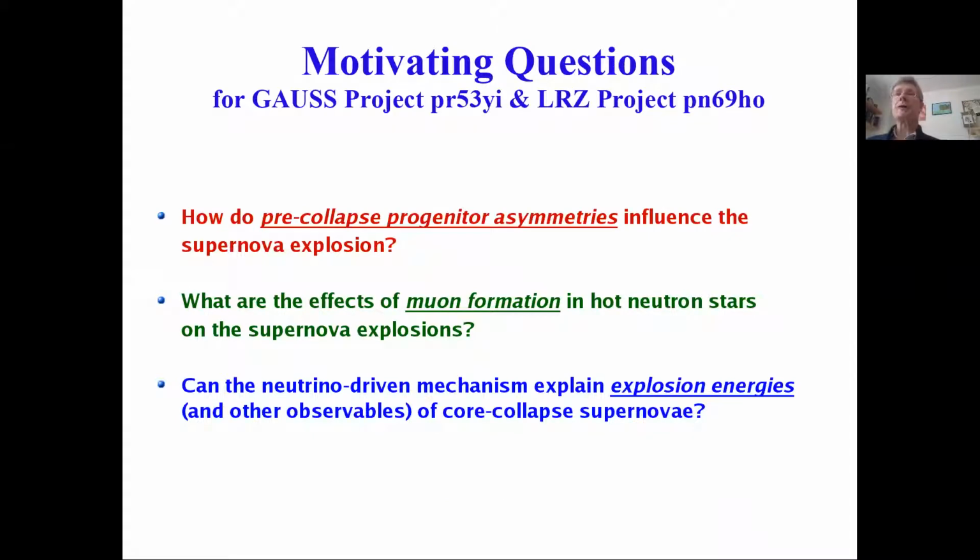Our project was motivated by the following questions. How do pre-collapse progenitor asymmetries influence the supernova explosion? What are the effects of muon formation in hot neutron stars on the supernova explosion? Muons are particles which are formed in the hot neutron star medium, and their formation, which is undisputed actually, has never been accounted for in supernova models. Can the neutrino-driven mechanism explain explosion energies and other observables of core collapse supernovae?